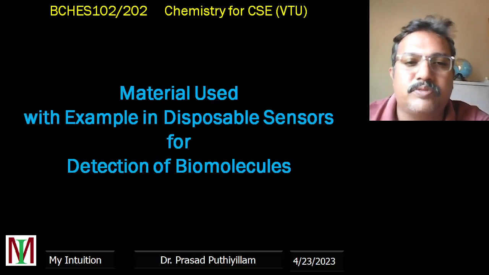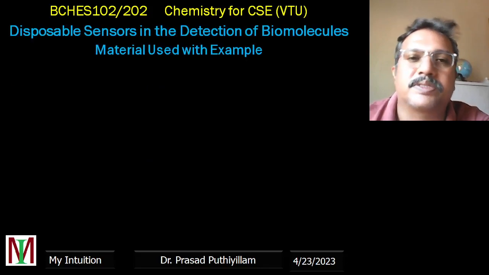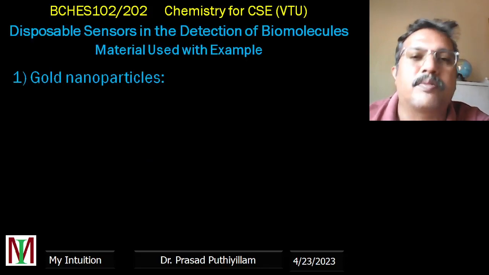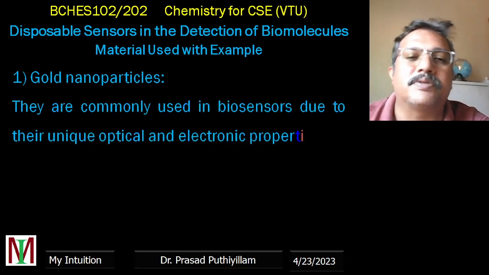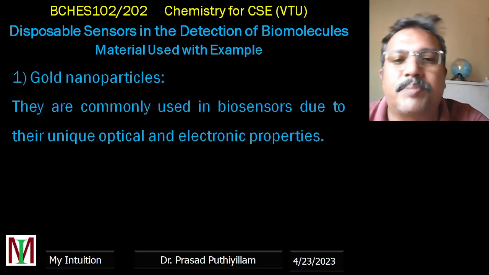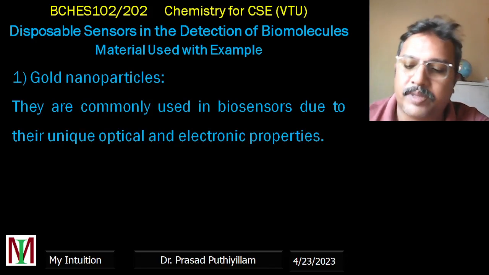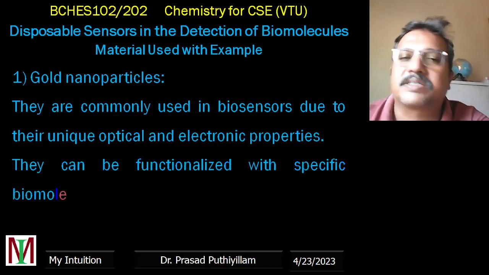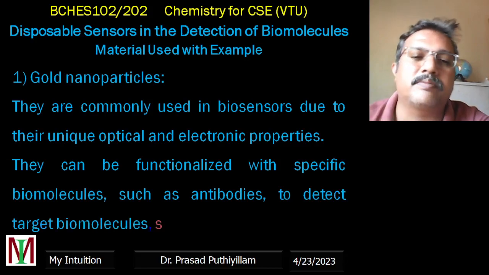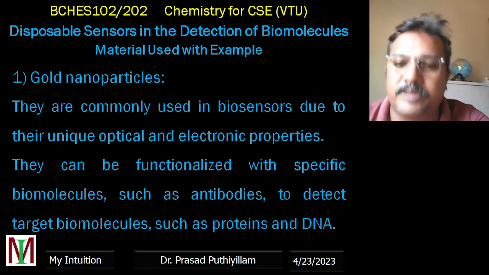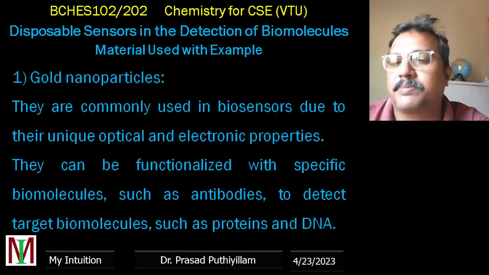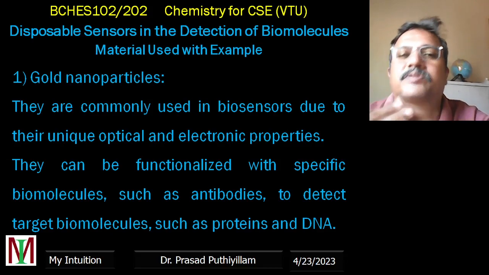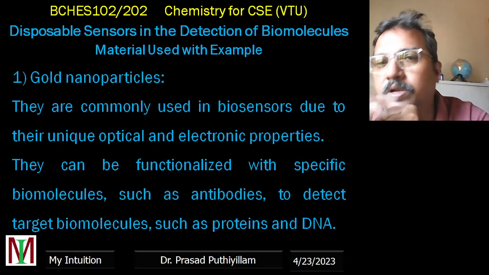Now the materials used, with the example of a disposable sensor for detection of biomolecules: we use gold nanoparticles. Gold nanoparticles are very commonly used in biosensors due to their unique optical and electronic properties. They can be functionalized, attached with other biomolecules such as antibodies to detect target molecules such as proteins and DNA.